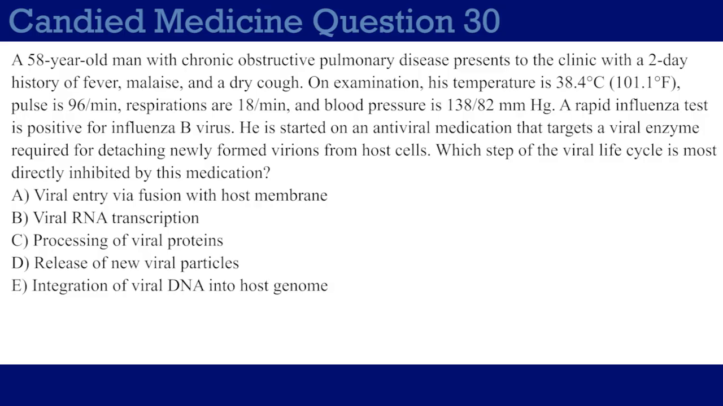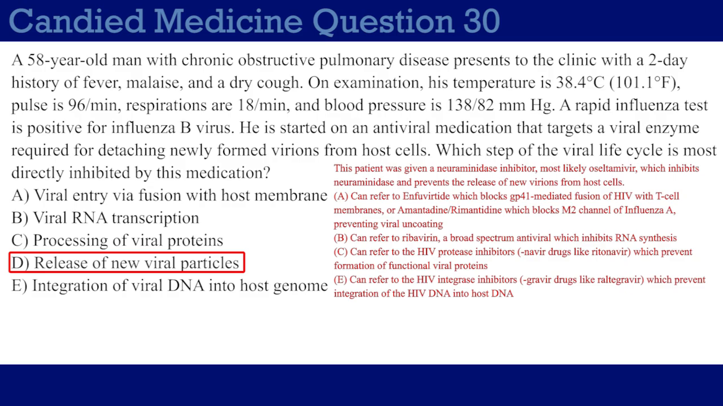This patient has influenza B, and as far as USMLE goes, the most relevant treatment you have for influenza B is neuraminidase inhibitors, mostly oseltamivir. Zanamivir is another one you might hear of once in a while. Point is, both of them inhibit neuraminidase and prevent the release of new viral particles from the host cells, so choice D is the correct answer.